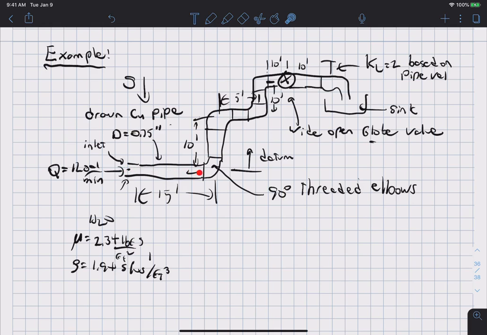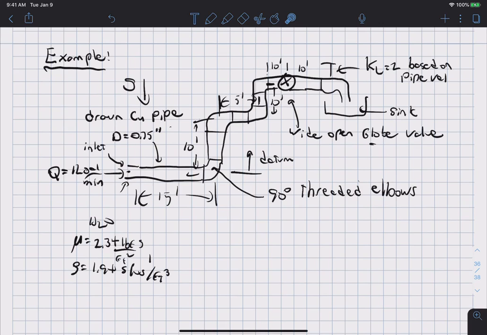It goes over 15 feet, turns through a 90-degree elbow, goes up to the second floor, or from the basement up to the first floor, up 10 feet, turns in a 90-degree elbow, goes over 5 feet, turns in another 90-degree elbow, goes up 10 feet, turns in another 90-degree elbow, goes to the right 10 feet, goes through a wide open globe valve, goes to the right another 10 feet, and then goes out through the faucet on your sink.